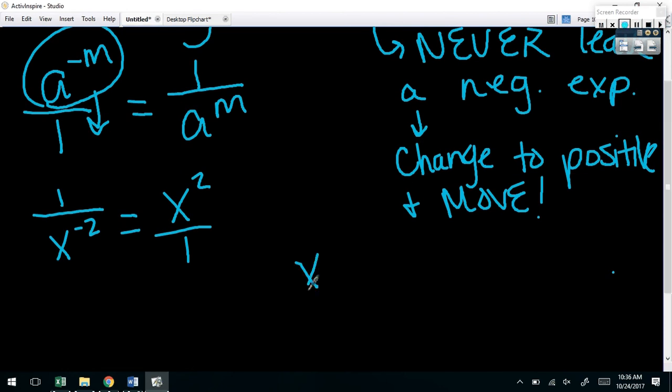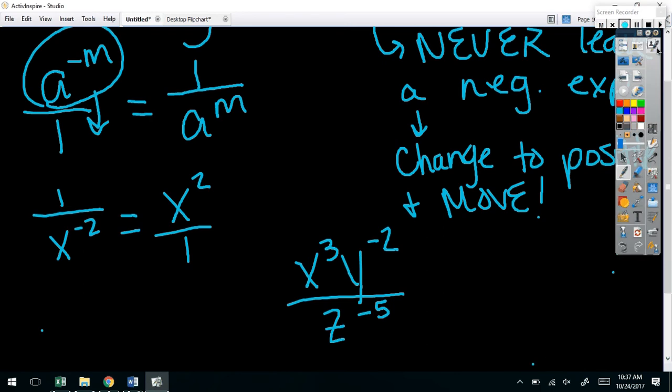What if I got this one? All right, remember, only the one that's got the negative hooked to it moves, okay? You take the y with it? Yes, the base has to go with it, but only the base. That's a z to the negative 5. You just switch y to the negative 2 and z to the negative 5. Just switch them.